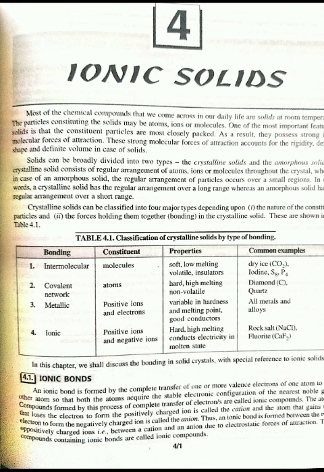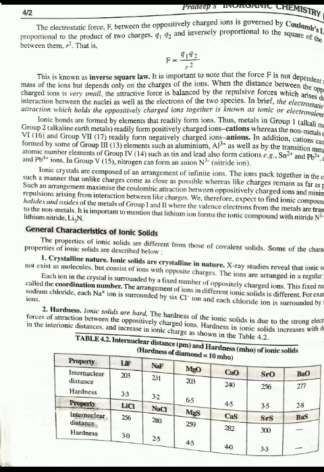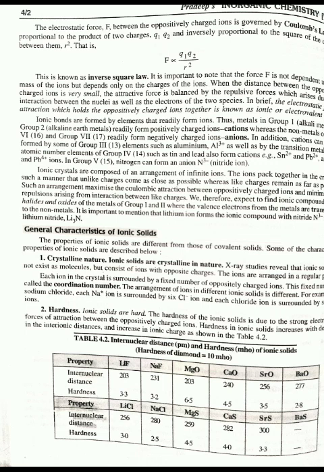Thus, an ionic bond is formed between two oppositely charged ions, that is, between a cation and an anion, due to electrostatic force of attraction. The compounds containing ionic bonds are called ionic compounds. The electrostatic force F between the charged ions is governed by Coulomb's law. It is proportional to the product of two charges q1, q2 and inversely proportional to the square of the distance between them, r square. That is, F is directly proportional to q1 q2 upon r square. This is known as inverse square law.